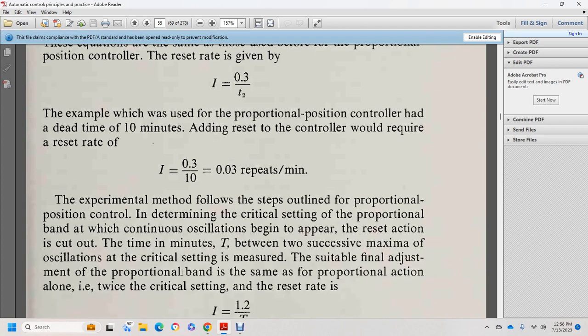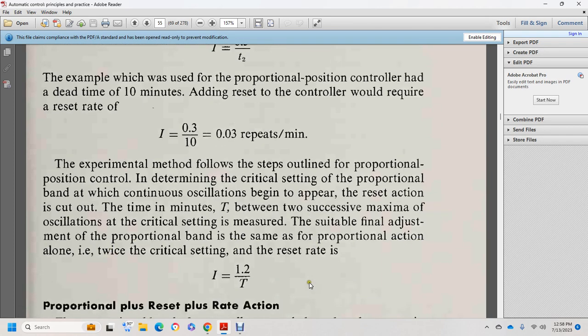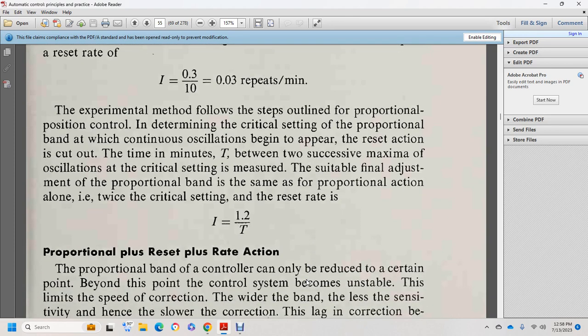The experimental method outlines steps: set the proportional position to determine the critical setting, the proportional band where a continuous oscillation begins to appear. Reset action cuts out with the time in minutes between two successive maxima of the oscillation. The critical setting is measured with a suitable final adjustment. Proportional band is the same as proportional action alone, with twice the critical setting. The reset rate is 1.2 over the total time.